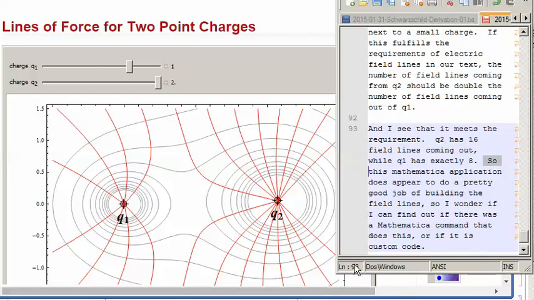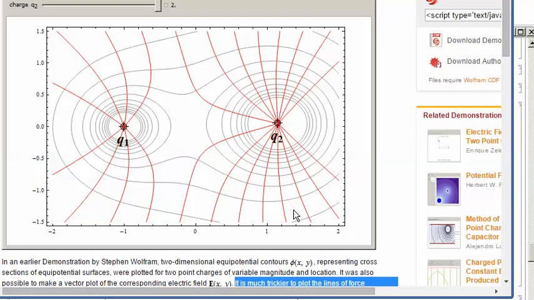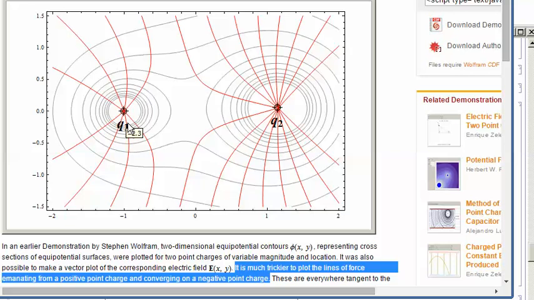So this Mathematica application appears to do a pretty good job of building the field lines. So I wonder if I can find out if there is a Mathematica command that does this, or if it is custom code. Let's give credit where credit is due. This demonstration was contributed by S. M. Blinder, and he says it is very tricky to plot the lines of force emanating from a positive point charge and converging on a negative point charge.